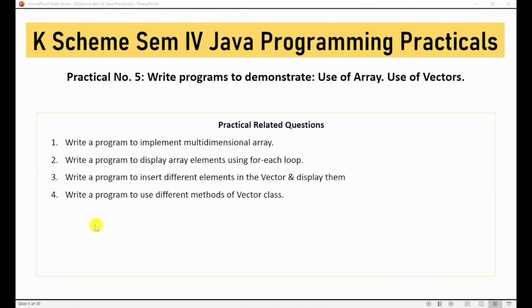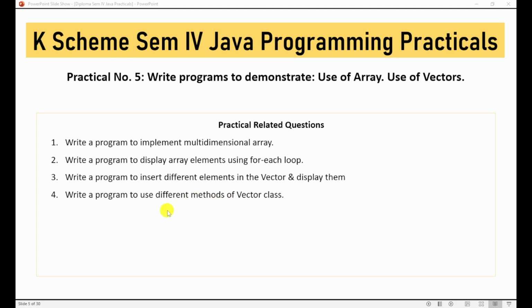Now the fourth question is: write a program to use different methods of the vector class. So again we have to use the vector class here. We have to use multiple methods which are available inside our vector class. There are lots of methods available, but we will be using some of them.